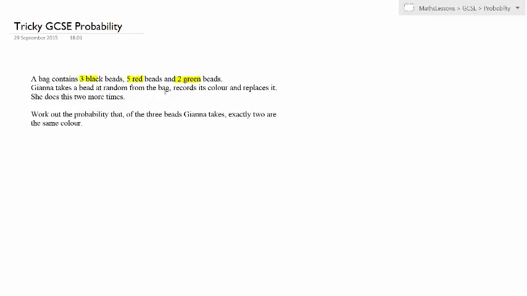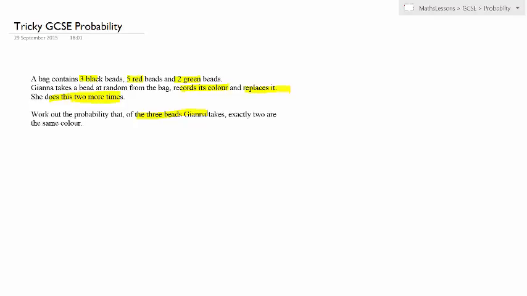She takes a bead at random from the bag and records its colour and replaces it. Notice the replacing, so therefore the probability won't change each time because it goes back in the bag, and she does this 2 more times. She's going to draw them out 3 times, and it's quite important to realise that she's drawing out 3 times. Work out the probability that of the 3 beads, exactly 2 are the same colour.